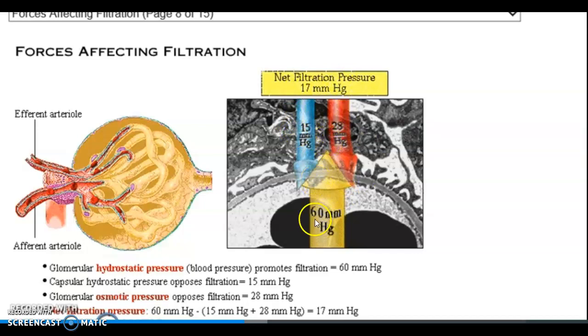So again, if this dropped below that, then I'm not going to be able to filter as much out over a period of time as I need to make the urine that needs to take the wastes away from my body.